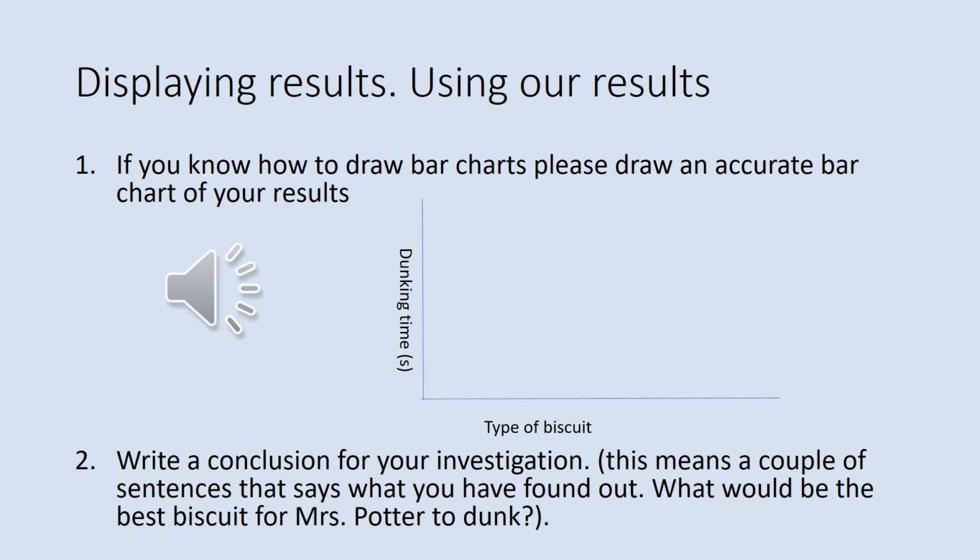And then number 2 that everyone should be able to do is to write a conclusion for the investigation. Now, all a conclusion is, is a couple of sentences to say what you found out. You can state your results first. Biscuit A took this amount of time, biscuit B took this amount of time. Then you say what those results mean. So which one would be the best one for me to dunk? Which one am I going to be able to dunk best without it going horrible and soggy?